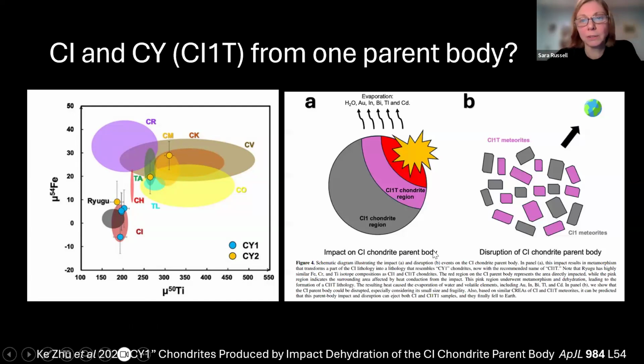Okay, so the Zhu et al. model suggests that there was an impact on the CI chondrite parent body, and this produced both the heated and the unheated fragments, which ultimately became the CI and the CY meteorites. And therefore, if they're from the same parent body, then perhaps we should consider them the same meteorite group.